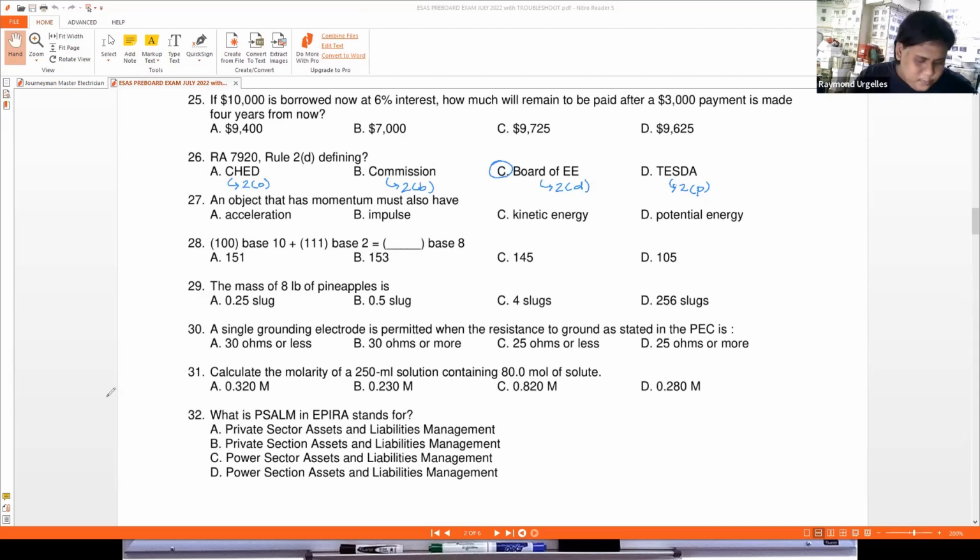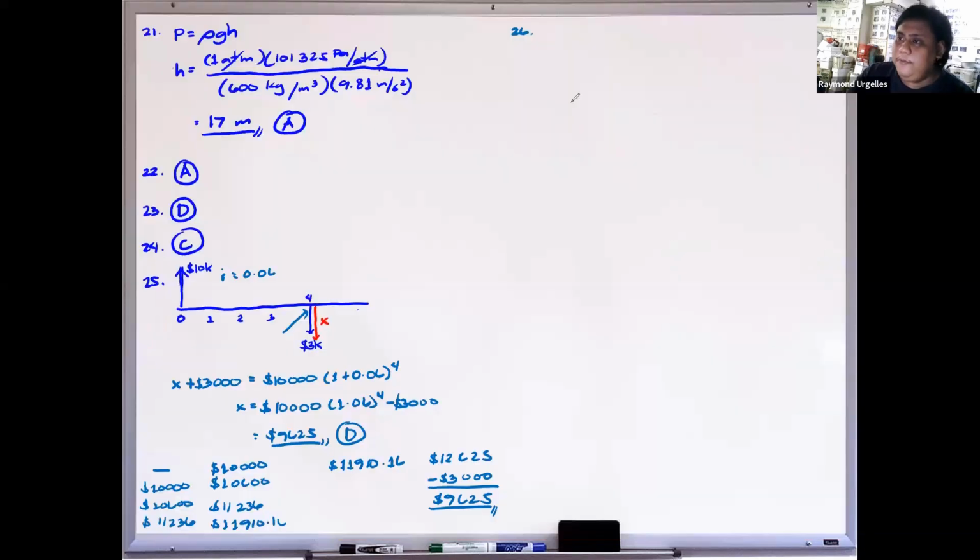Okay? Next, number 27. An object that has momentum must have blank. So the answer to 26 is letter C.